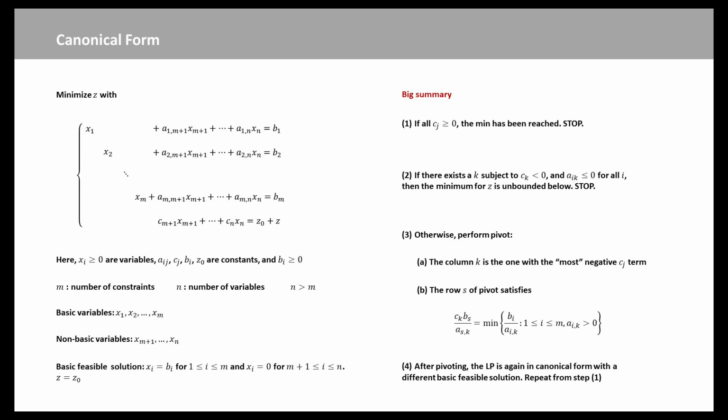After the pivoting, you have a linear programming problem which is again in canonical form, and now it will have a different basic variable set with one variable changed, and a different basic feasible solution. Now you go back to step 1 and repeat. The process might have to be repeated multiple times until you stop. Then you have found the minimum, or you conclude the minimum is unbounded.